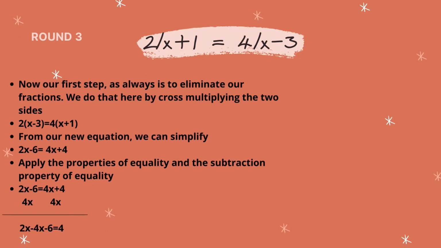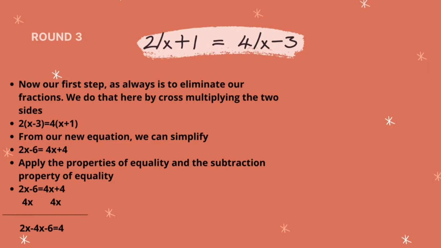Moving on, let's have an example using cross multiplication. Consider the equation 2 over x plus 1 equals 4 over x minus 3. Now our first step, as always, is to eliminate our fractions. We do that here by cross multiplying the two sides. 2 times (x minus 3) equals 4 times (x plus 1).